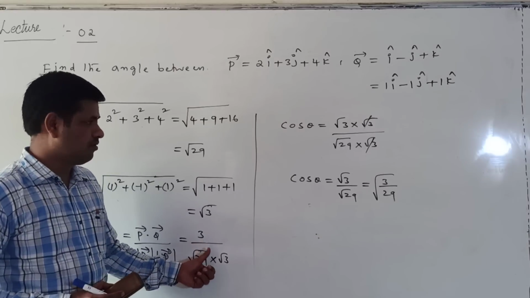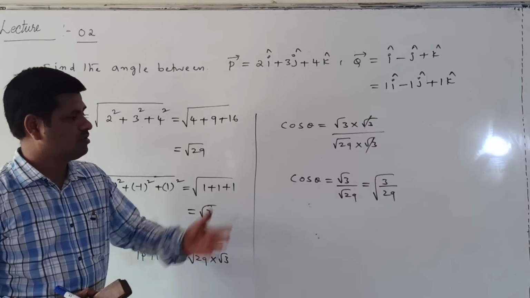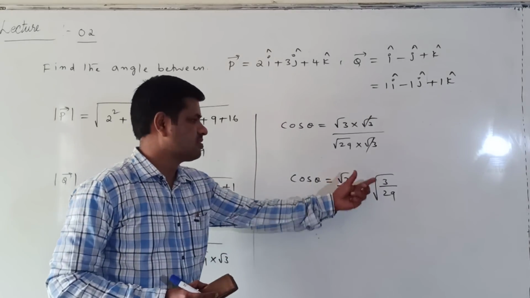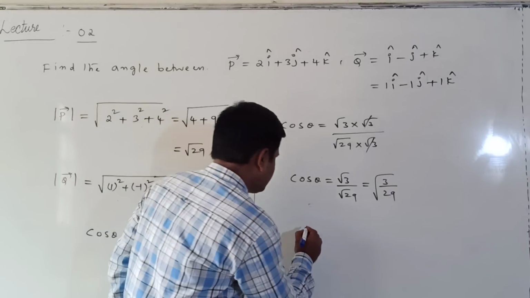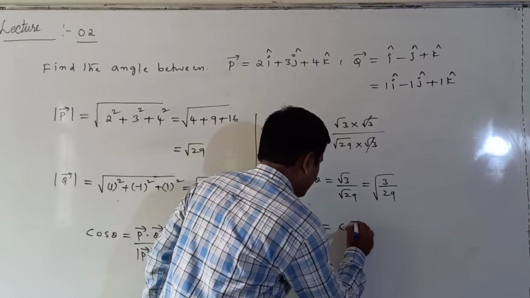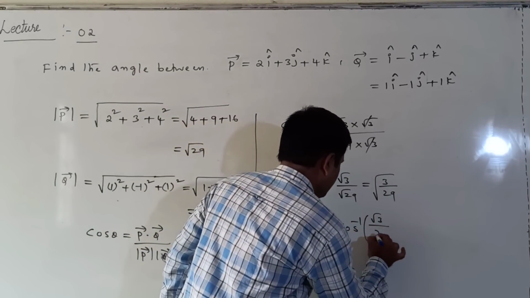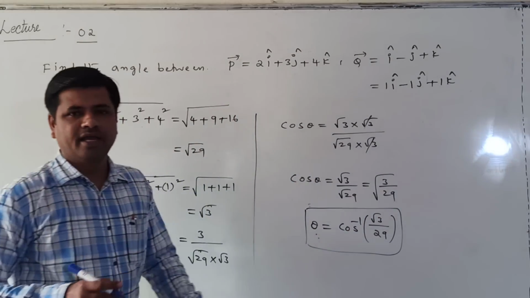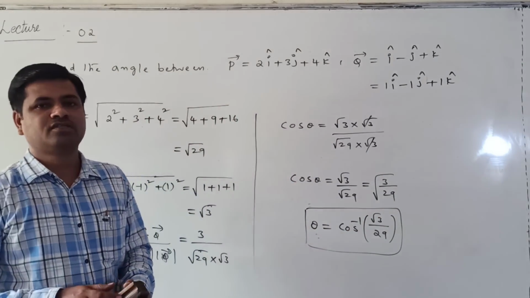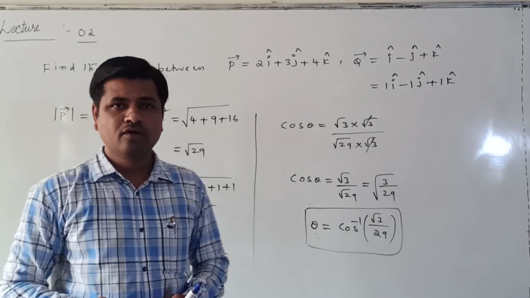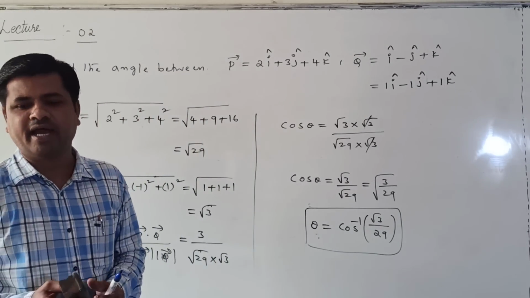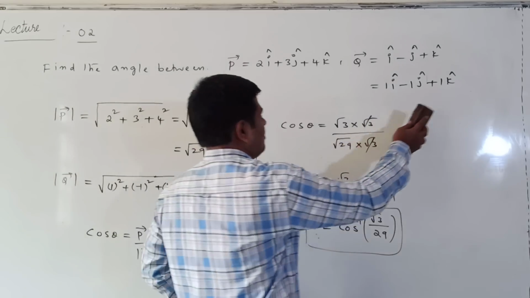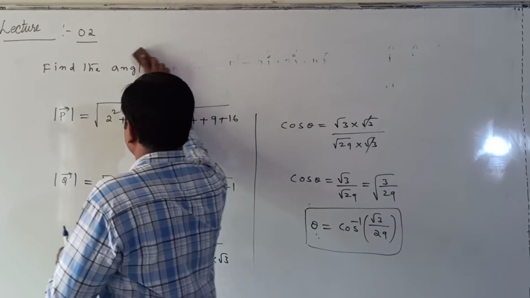This is root 3 into root 3 by root 29 into root 3. Root 3 cancels. Now cos theta is equal to root 3 by 29. From this, theta is equal to cos inverse of root 3 by 29. This is the angle between the two vectors, p bar and q bar. Right.